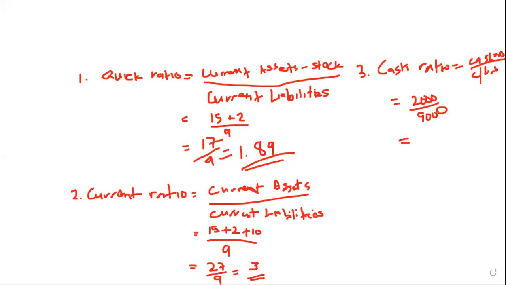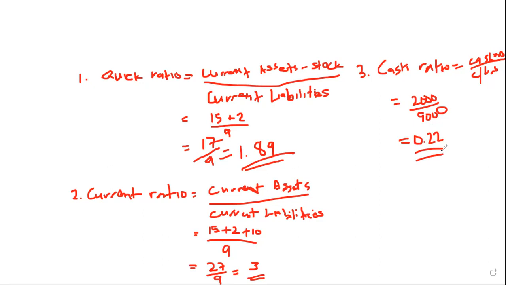So we divide 2,000 by 9,000. It's something like 0.22. So this is the cash ratio.